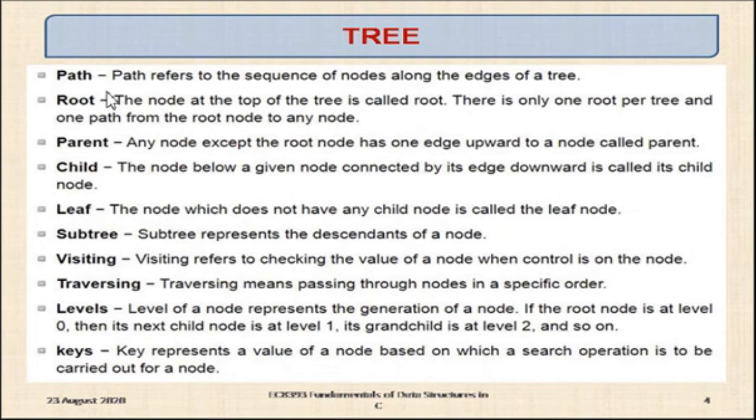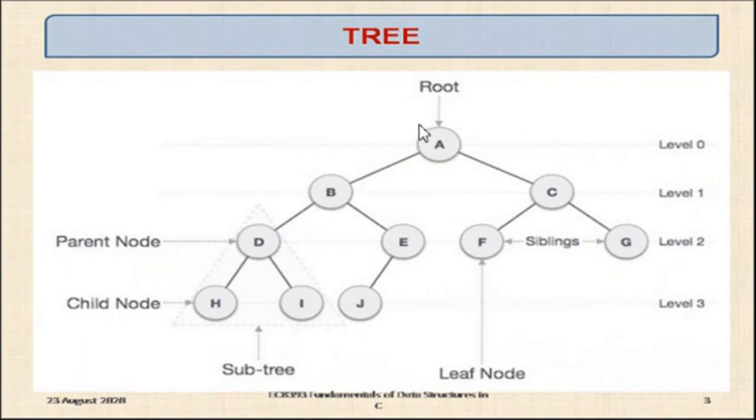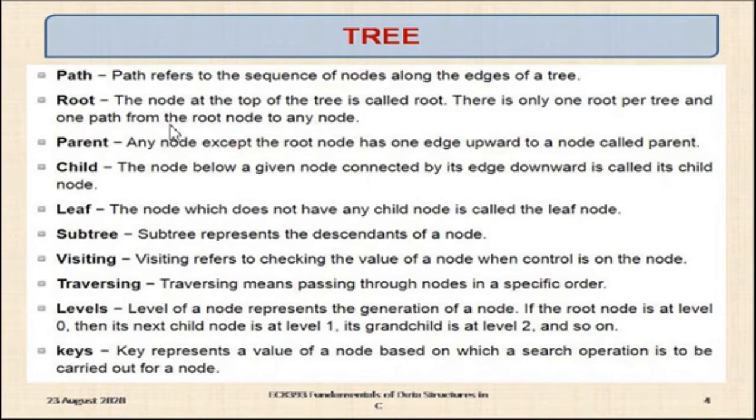You see here the path. Path refers to the sequence of nodes along the edges of the tree. This is one path, along the edges of the tree. That's the definition for path. The node at the top of the tree is called the root, as I told you just now. There is only one root per tree and one path from the root node to any node.